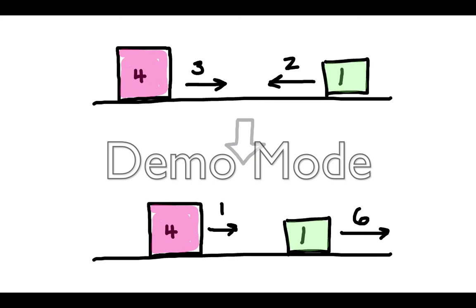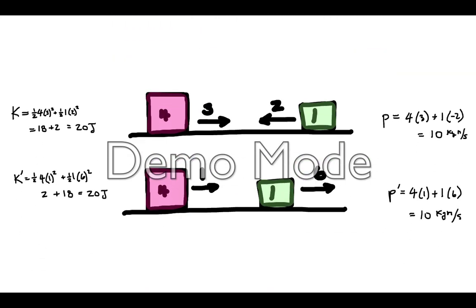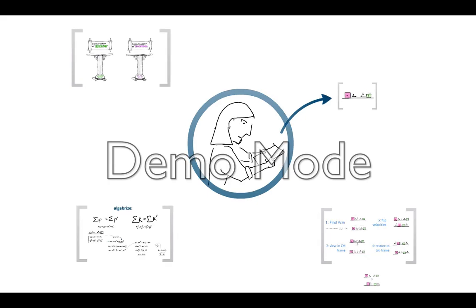Neat, huh? Oh, and by the way, the numbers all check out. Kinetic energy at the beginning is equal to kinetic energy at the end. Momentum at the beginning is equal to momentum at the end. Pretty sweet.